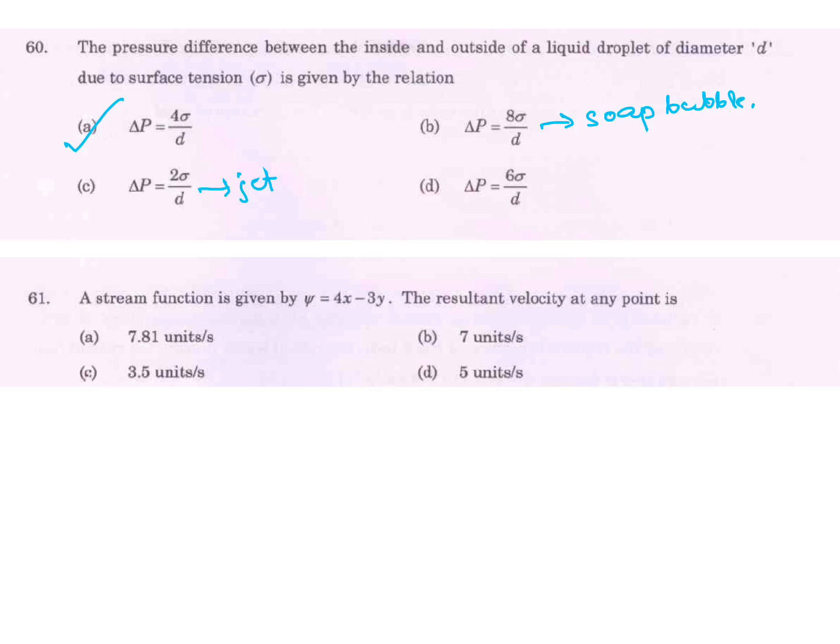Next, a stream function is given by psi equal to 4x minus 3y. The resultant velocity at any point is how much? Velocity we have to calculate. U equal to minus del psi by del y. So minus del by del y of 4x minus 3y. So 0 plus 3.